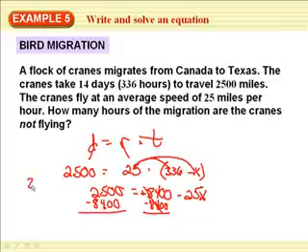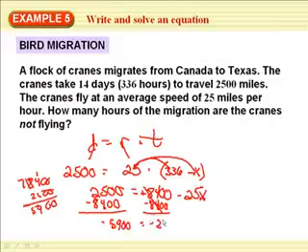Okay, and so 8,400 minus 2,500 is 5,900. And it would be negative, divided by negative 25. Two negatives make a positive. 236 hours they were not flying of that migration. They flew the rest of the time, up to 336 hours. Whew. Okay.